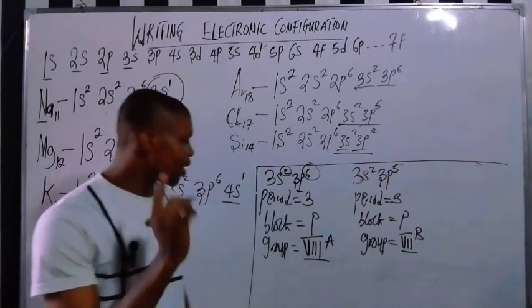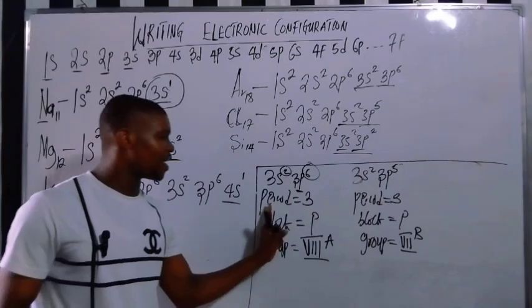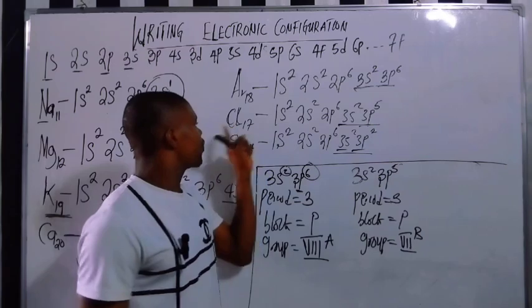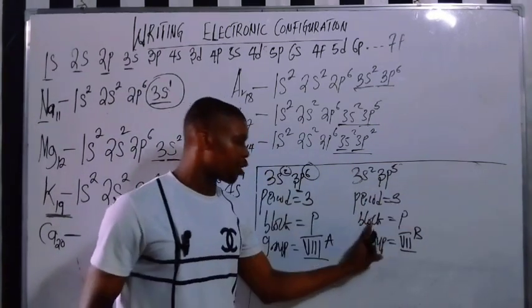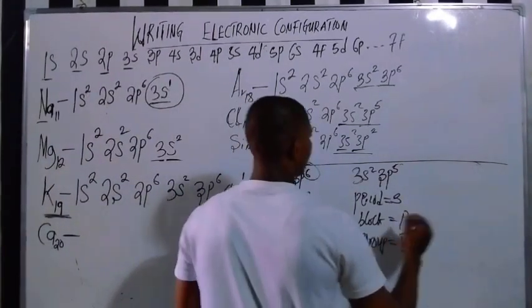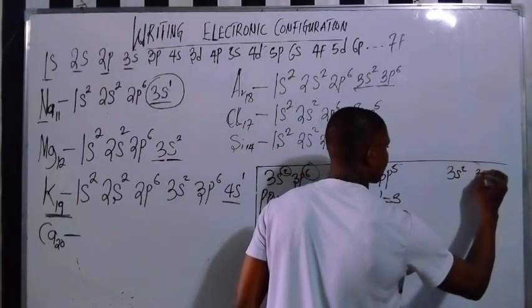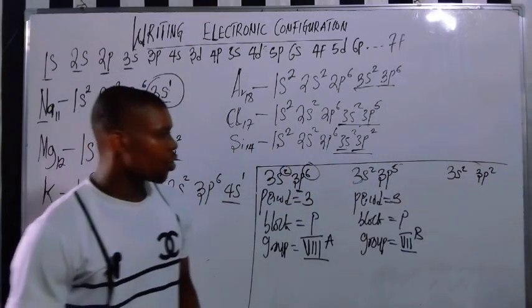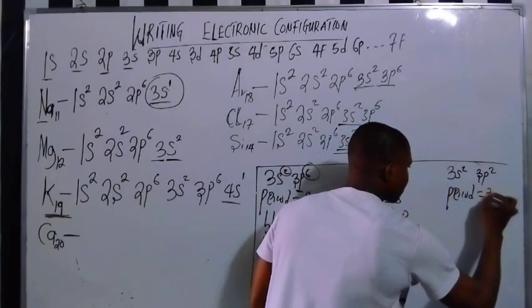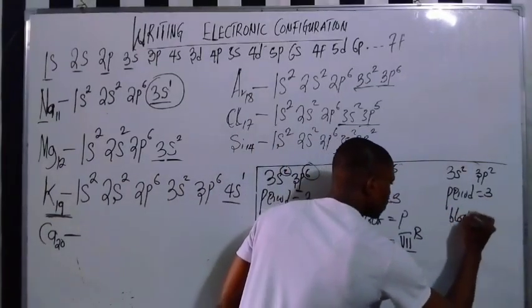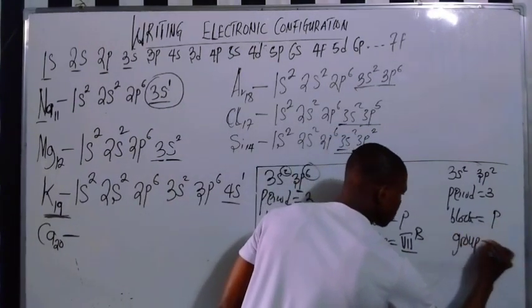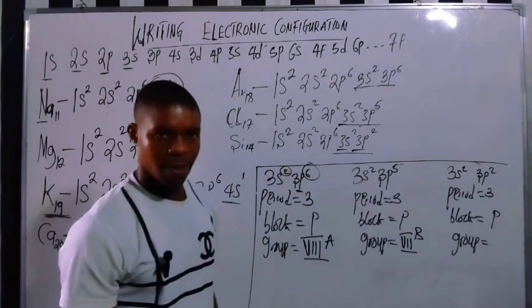If you check it very well, argon can be found in period 3, and the block is p, and the group is group 8. If you check chlorine, it is period 3, block p, and group 7. So let's look at silicon. If you look at silicon here, which is 3s2 3p2, right? So how do I get the period? If I get the period here, it's going to be period 3, right? Block p, then group what? Now it's going to be group 4, right? So it'll be 4A.